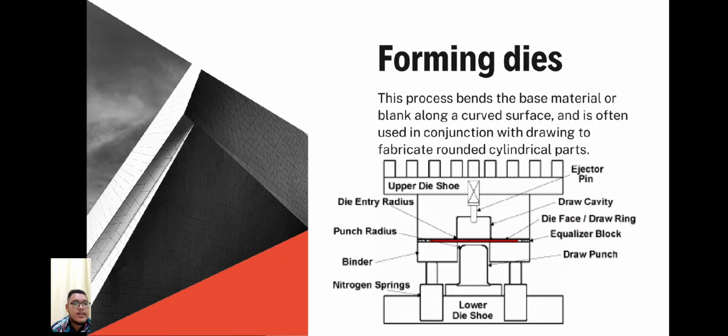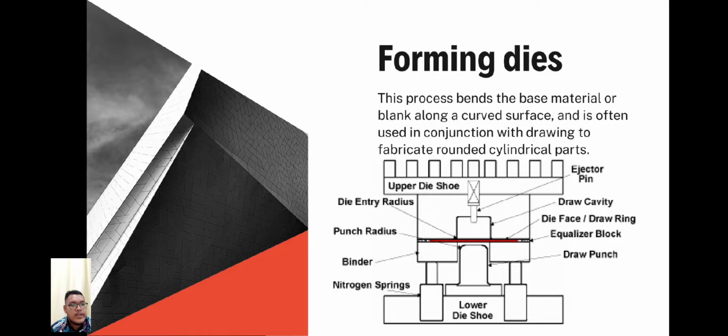Next is the forming dies. This process bends the base material or blank along a curved surface and is often used in conjunction with drawing to fabricate rounded cylindrical parts.